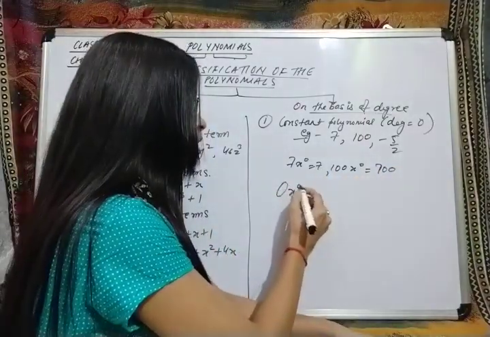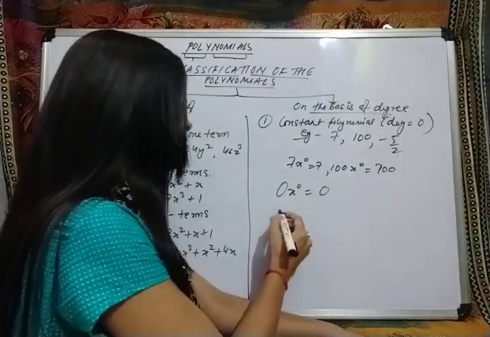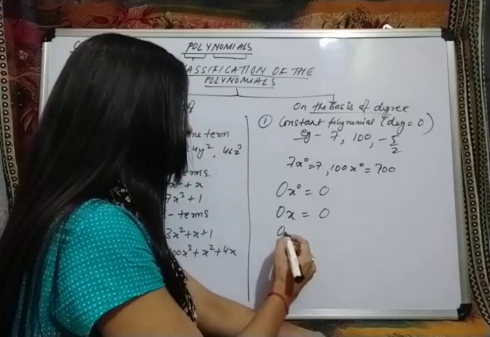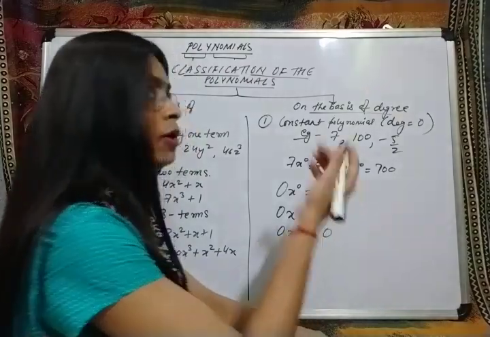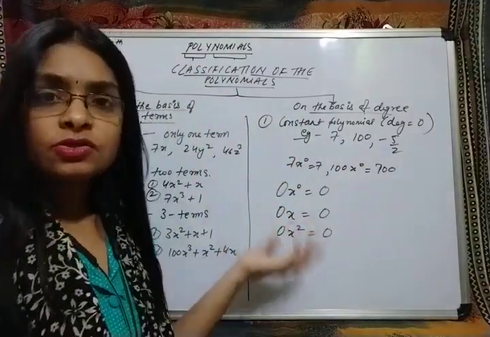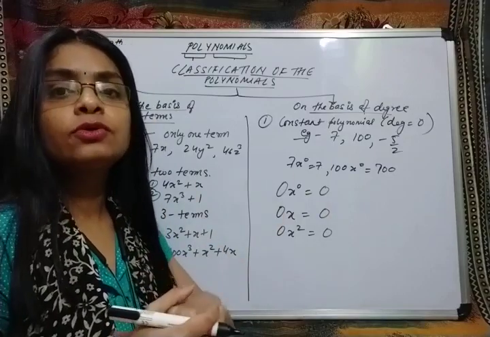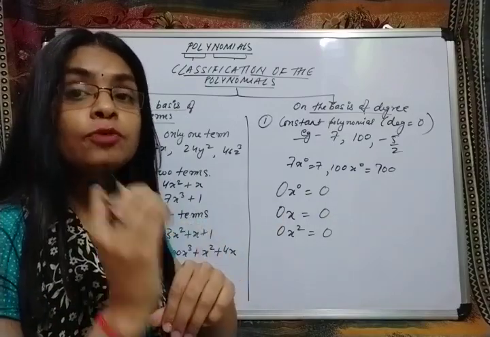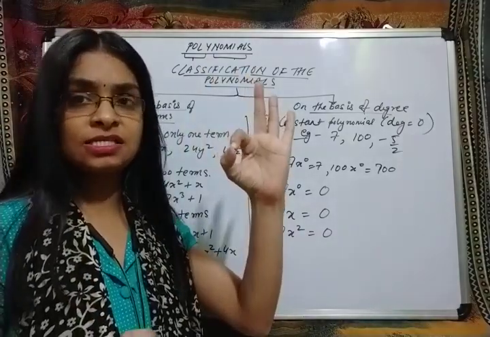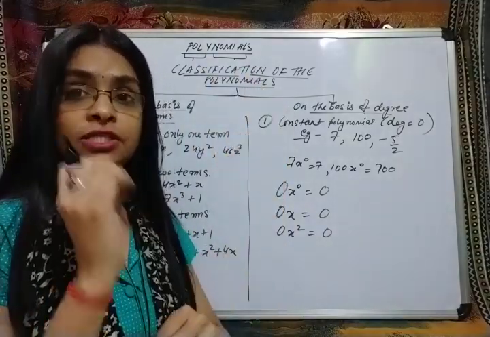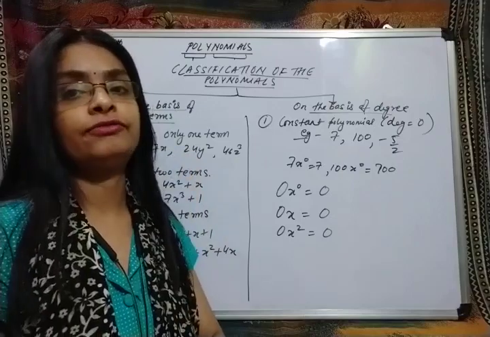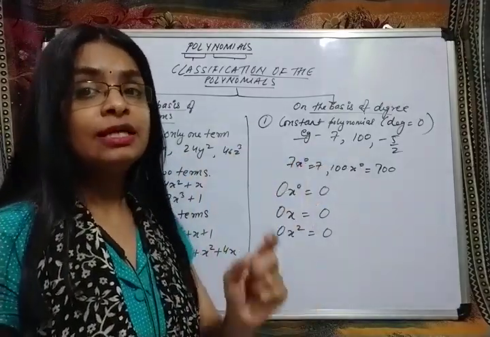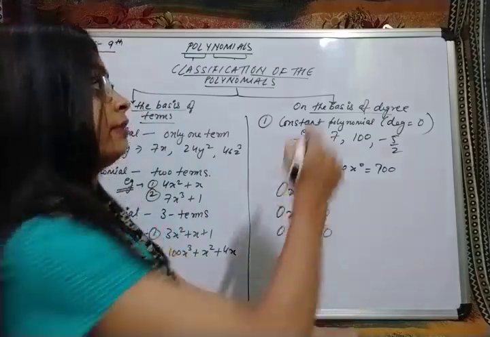If I write 0x to the power 0, then also we get 0. If I multiply 0 with x, then also we get 0. If I multiply 0 with x square, then also we get 0. So there is no specific power for 0. The degree of the 0 polynomial, a 0 polynomial meaning just 0, is not defined. The 0 polynomial is a type of constant polynomial, but an exception in that its degree is not defined.